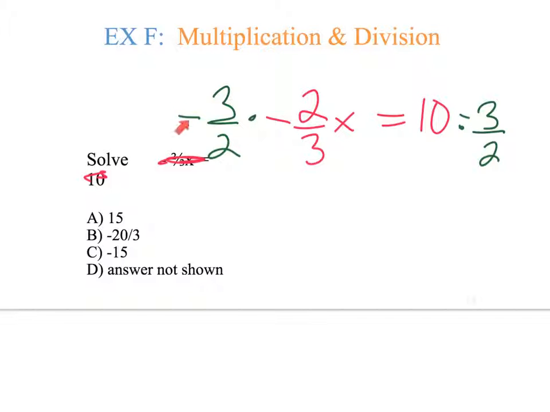Watch what will happen. A negative times a negative gives us a positive. 6 divided by 6 turns into a 1. So all of these numbers go away, leaving me with x.